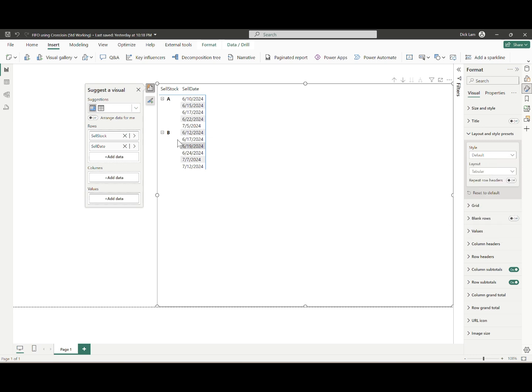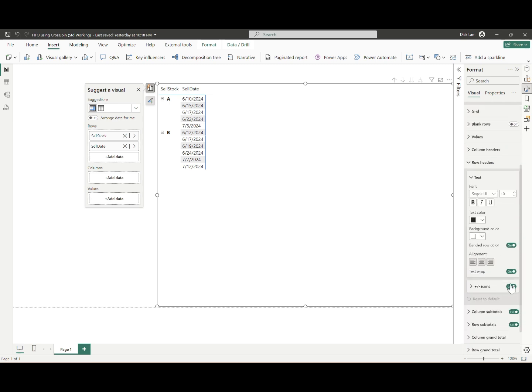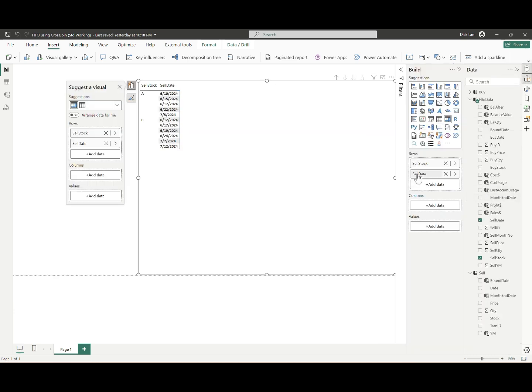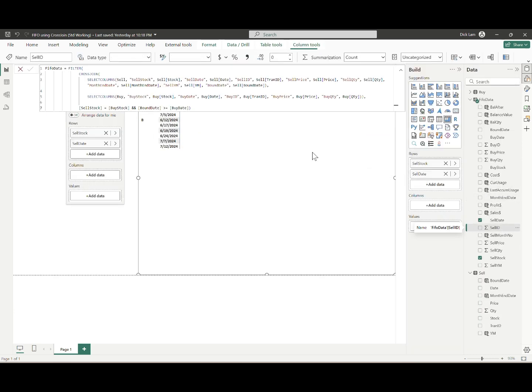Okay, do we need to show this plus sign? Probably not. So in the row header, we change it to disable the icon. Okay, and the font, change to the one I like most. All right, and boldface. All right. After the sales day, it should be the sales ID. Let me change it to don't summarize before I add to the rows.